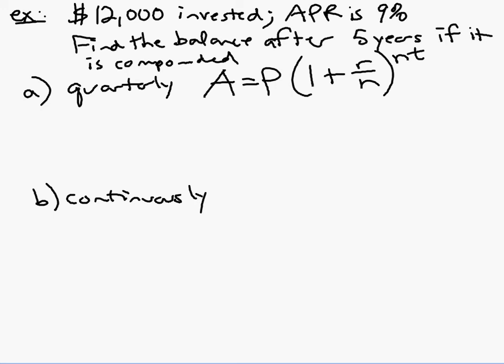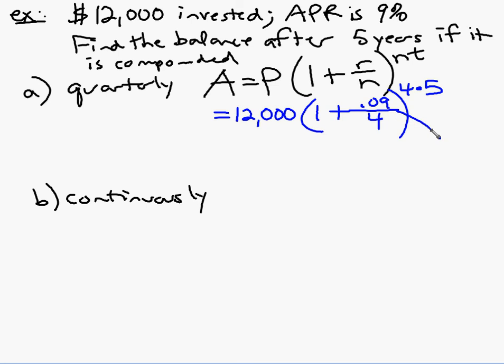The principal is $12,000, so $12,000 goes in for P. Then I have 1 plus the interest rate, 0.09, divided by the number of compoundings per year. If it's compounded quarterly, how many times? 4. So I'm going to put a 4 here. And then I'm going to have a 4 times 5 power. Now let's notice what happened to our formula here. What's a little different? Didn't I divide the interest rate by 4 this time?